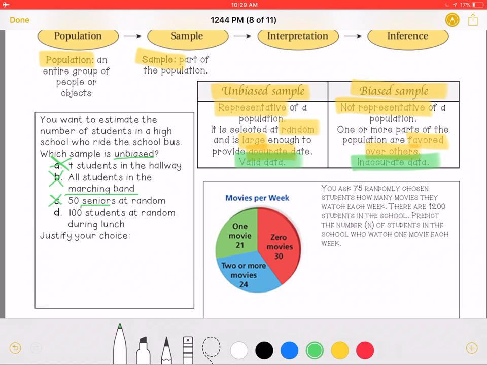What about 100 students at random during lunch? It's a nice large group, it's at random, and they're just randomly doing it at lunch. So I would say this is the unbiased group. It's random and it's large enough. So that's going to give us a nice unbiased answer. All right, let's keep moving here.